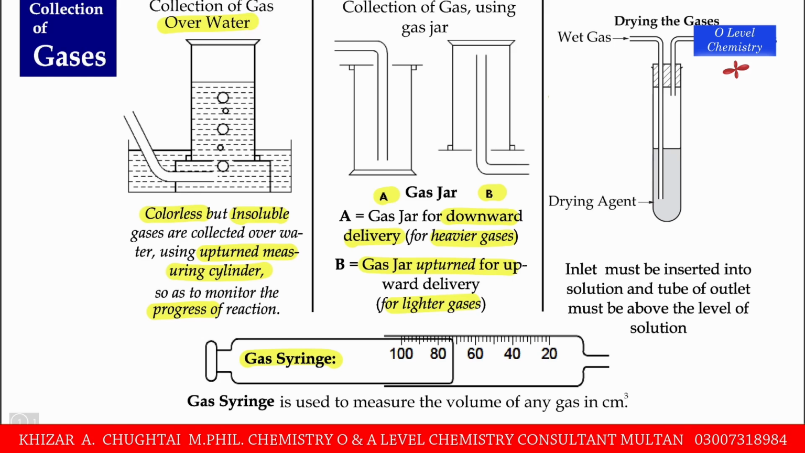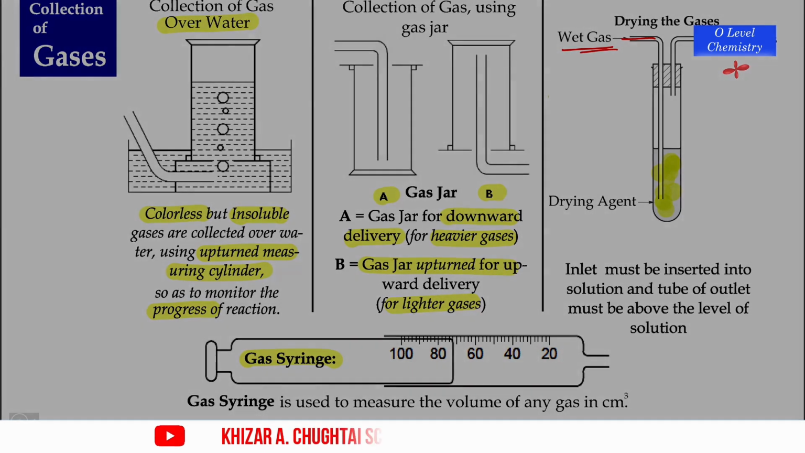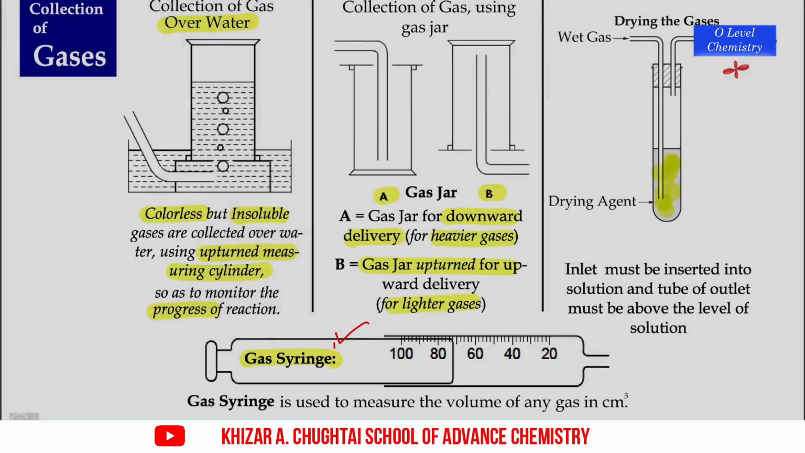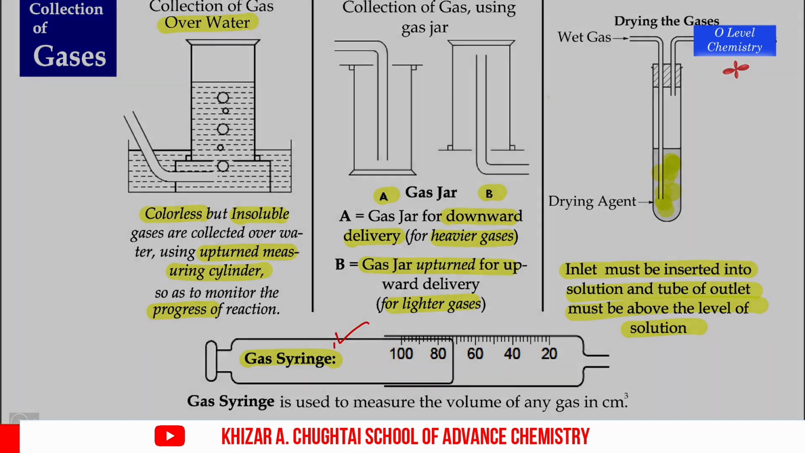When we collect the gas over water, it becomes wet. So the wet gases are then dried. The wet gas is allowed to pass through any drying agent. There are two tubes, one is inlet tube and other one is outlet. Inlet tube having the wet gas and outlet having the dry gas. Inlet must be inserted into the solution and the tube of the outlet must be above the level of solution so as to make this process effective.